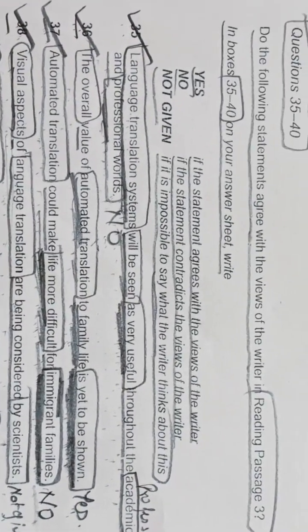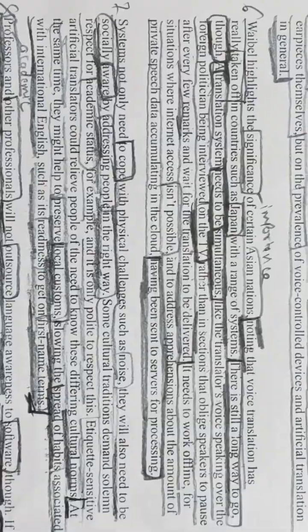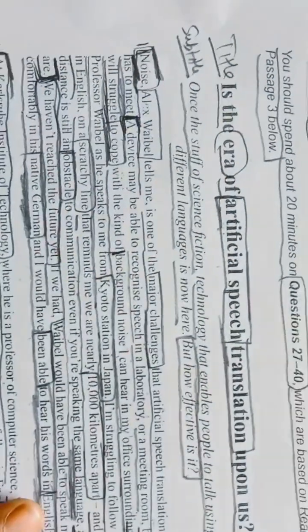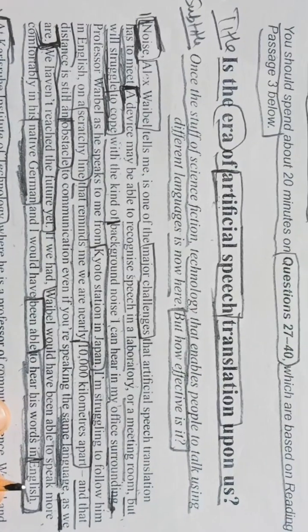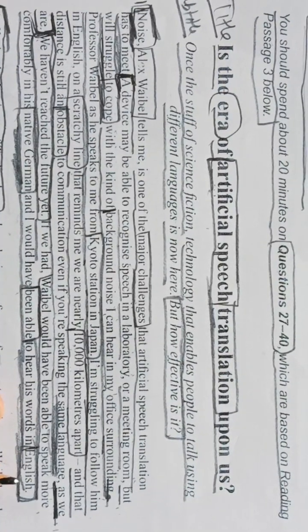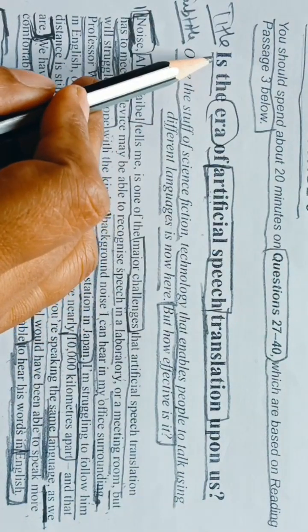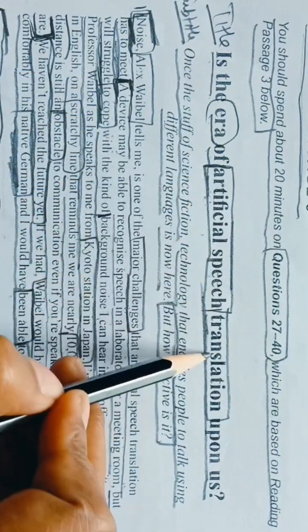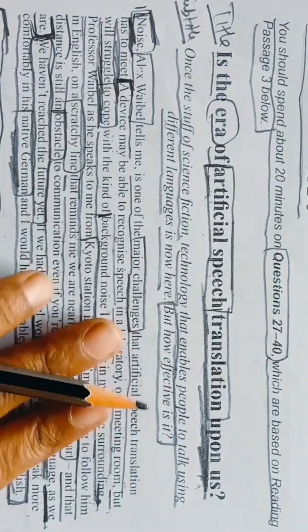With this we have completed our entire passage. So try to learn this. Try to practice this passage, friends. And the title of the passage was, Is the Era of Artificial Speech Translation Upon Us? So try to practice this passage.